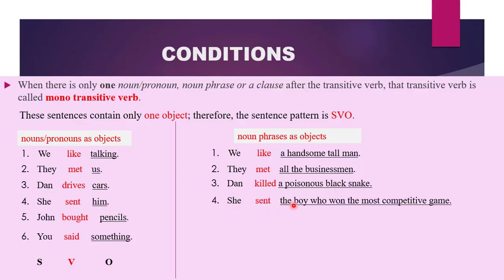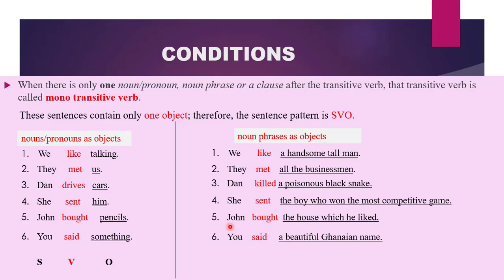She sent the boy who won the most competitive game. Whom did she send? That noun phrase will function as your object because the whole of this is suffering from the action that took place. You can replace this with a pronoun. You can say, she sent him. So the whole of this is functioning together as our object. John bought the house which he liked. What did John buy? The house which he liked. So the whole of this is functioning as the object because it receives the action.